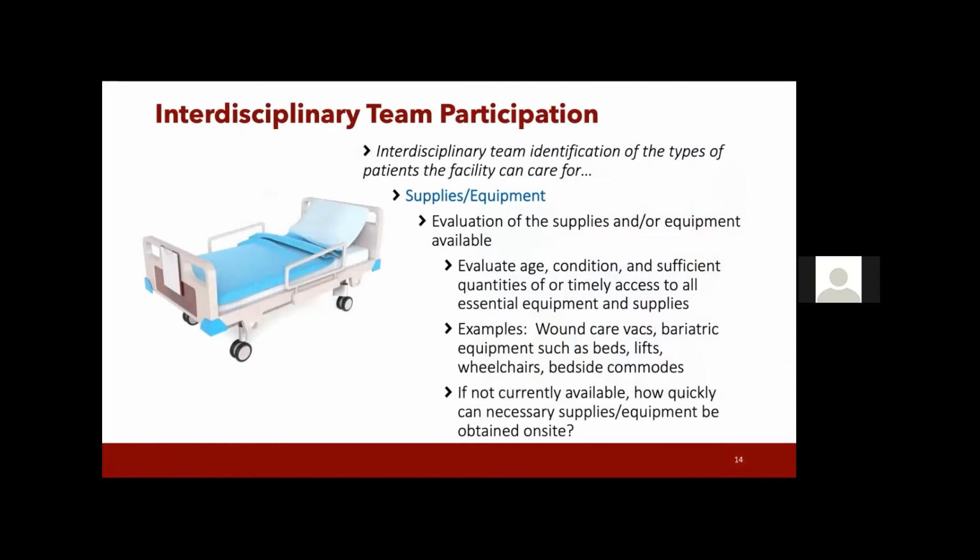And of course, supplies and equipment, an evaluation of what is available, because that will certainly have an impact on the types of patients that you admit into your swing bed program. So are we evaluating the age and condition? Do we need to replace anything? Do we have wound vacs or bariatric equipment? Certain things would either limit or expand the ability to care for a certain type of swing bed patient in our program. If equipment or supplies are not available, can we get them? What does that look like?